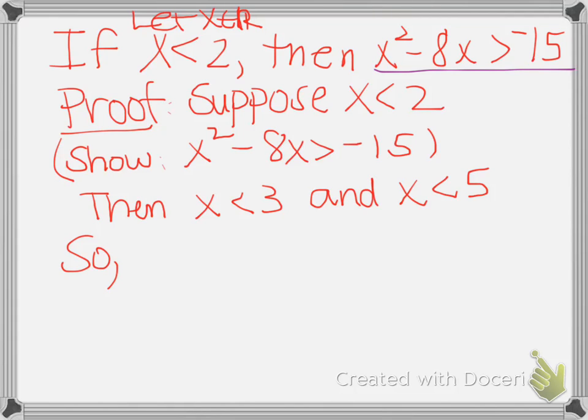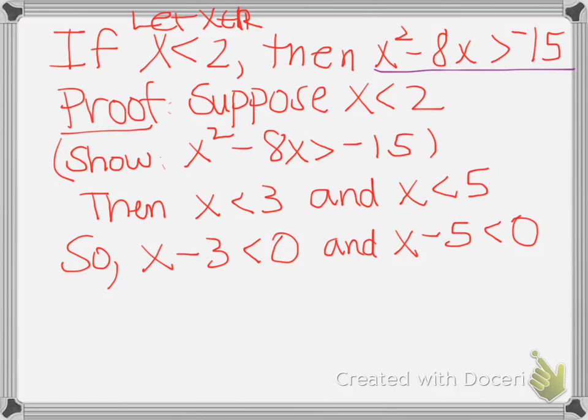So what does that mean? Well, if x is less than 3, then x minus 3 is less than 0, and x minus 5 is less than 0. If you need to stop the video and make sure that the steps make sense, do that. I just want you to make sure you can never use your show part in your proof. So be careful of that.